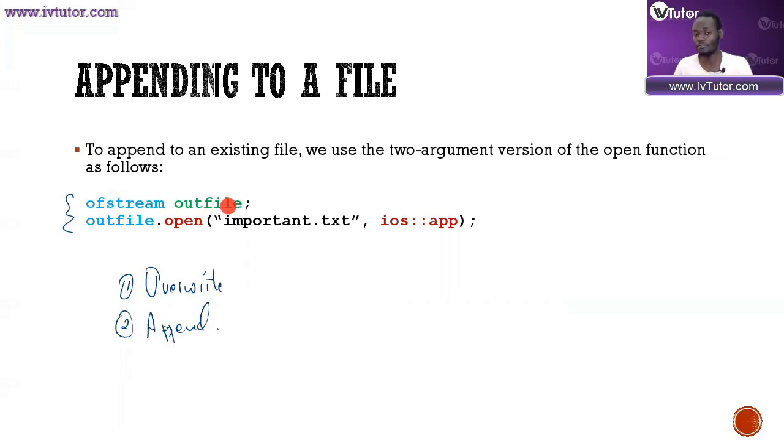If you want to read from a file, it's ifstream, then the variable name. Step number 2, remember we said you then open the file. And to do that, you use the open function. This function takes 1 argument, which is the name of the file or the path to the file.